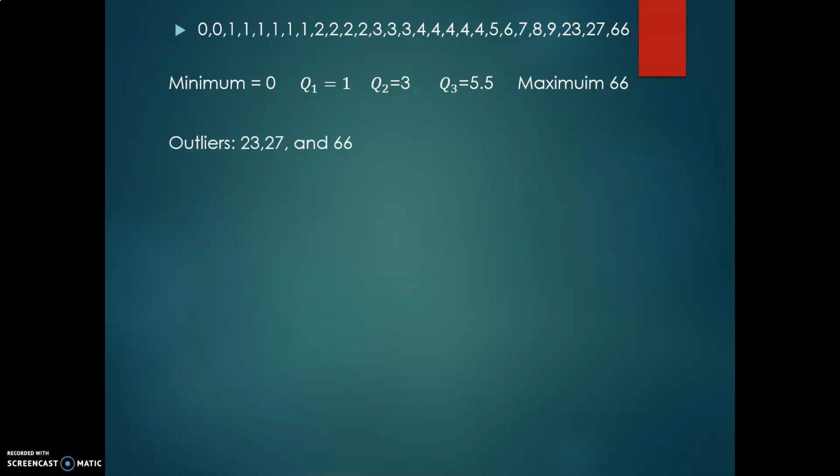And then we said the outliers were 23, 27, and 66. So when we draw this out, if this is our number line, notice we have 0 to 70 on our number line. If we drop lines at 0, 1, 3, 5.5, and then we remember, we don't go all the way to 66. We go to the largest one that is not an outlier, so it's going to be at 9. This is what it looks like.